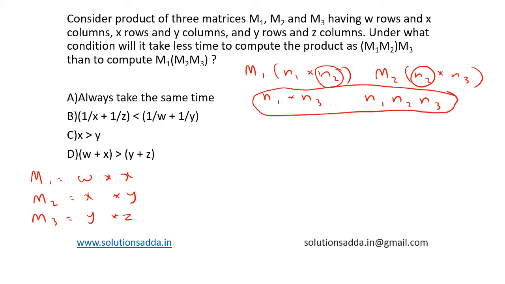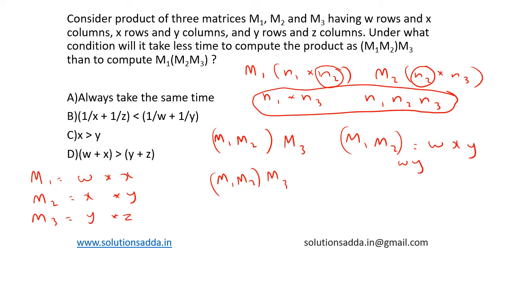Now our first task is to calculate M1, M2, then followed by M3. We know that M1 and M2 are having dimensions WX and XY. So going by this, the product of M1, M2 will create a multiplication product having W, X, Y. Now the product of M1, M2 will be of the dimensions W, Y, and M3 is a matrix of dimension Y, Z.